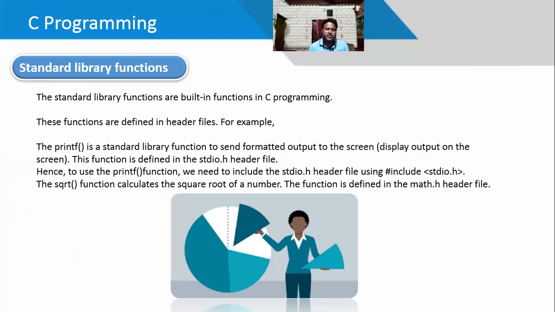The square root function calculates the square root of a number. It is defined in the math.h header. So these are the square root function and the printf function. The printf and scanf functions are called predefined functions, or library functions, and they are provided by the C library.